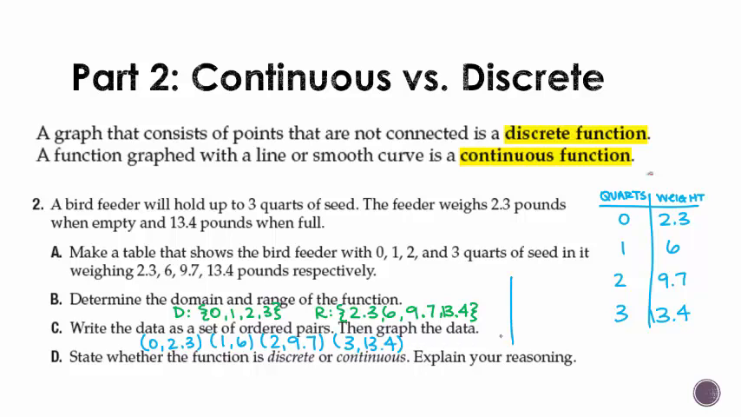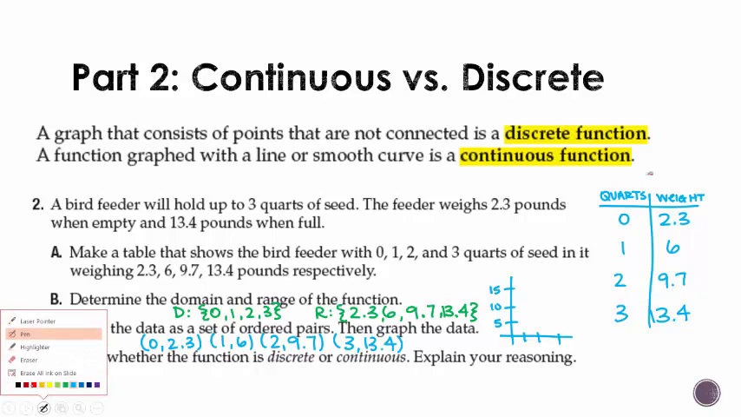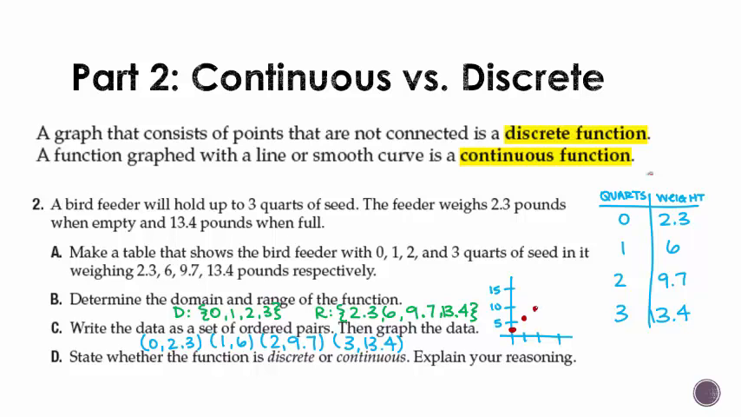And we'll draw a rough graph here. 1, 2, 3. We'll say 5, 10, 15. So my first point is at (0, 2.3). My next one's at (1, 6). Then I have (2, 9.7). And finally (3, 13.4). So state whether the function is discrete or continuous.